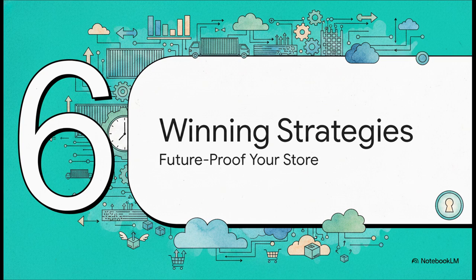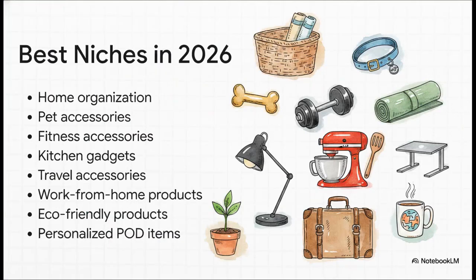Time to future-proof your store. Now, if you are absolutely determined to stick with physical products, these right here are the best dropshipping niches projected for 2026. We're looking at things like home organization, pet accessories, always huge, fitness, kitchen gadgets, travel gear, work-from-home setups, eco-friendly products, and personalized print-on-demand items. Now, why these specific niches? Because they solve very specific, everyday problems for highly passionate buyers.